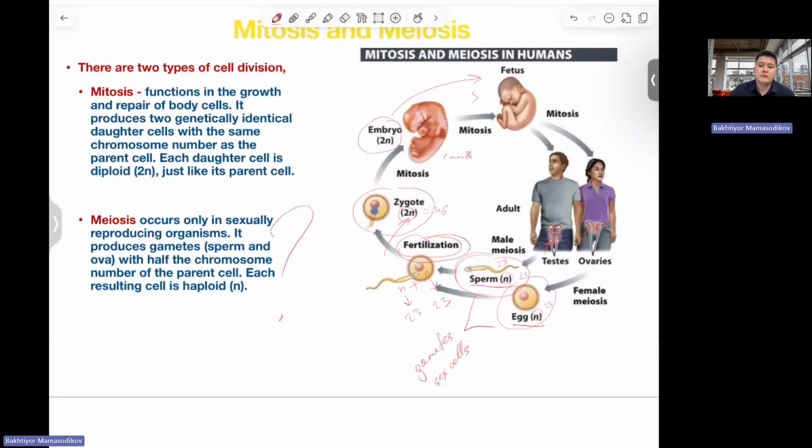Mitosis is used for skin healing. For example, after a surgical incision, the skin cells divide by mitosis to repair the cut. Mitosis is also used for red blood cell production. The bone marrow, a special structure, uses mitosis to constantly replace blood cells that die after 120 days, which means 4 months.